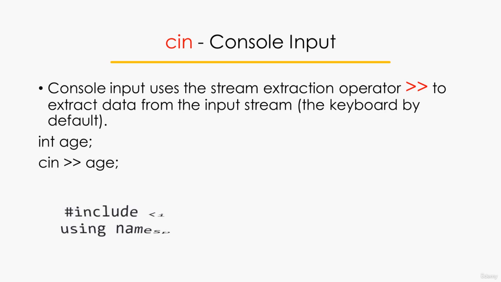I would like to mention that cin is also in the file iostream and is also defined in the standard namespace. All right. So you have to include iostream to use it, similar to cout. And then of course you also have to use the standard namespace.